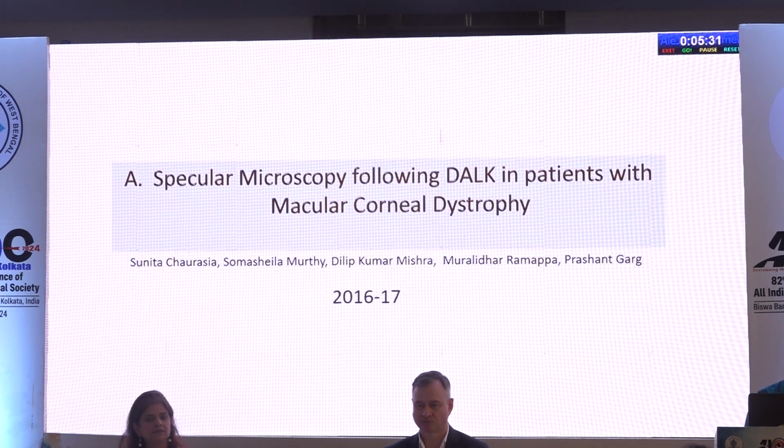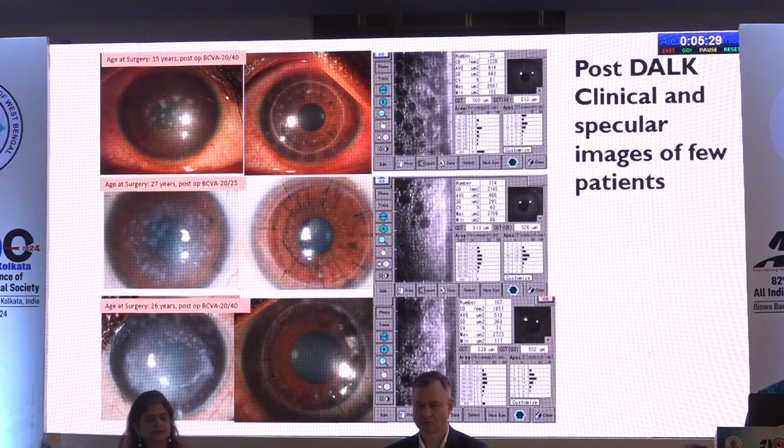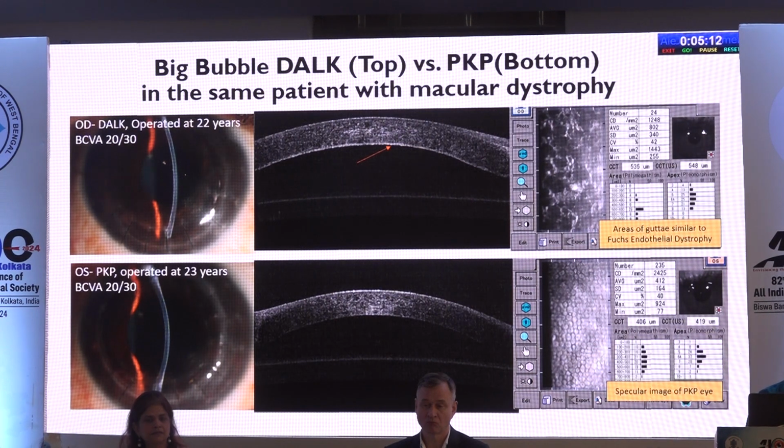We looked into the specular microscopy following DALK in patients with macular corneal dystrophy. And this is what a typical specular microscopy in a macular corneal dystrophy eye which has undergone DALK looks like. These were 3 different cases, and we can see the Fuchs-like excrescences or guttae following DALK in these cases. This is one patient where one eye had DALK and one eye had PK. We can see the specular imaging of a PK eye versus a DALK eye, and how variable it is. Visual outcome is good, but there are a lot of morphological variations on the endothelial imaging between the 2 eyes.